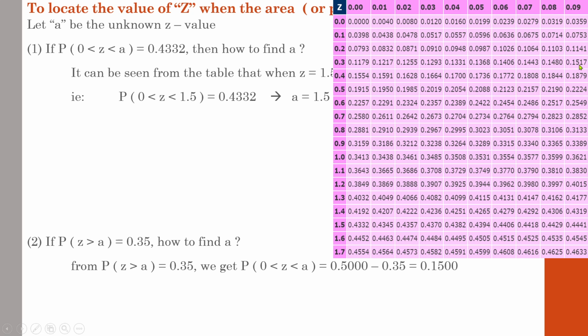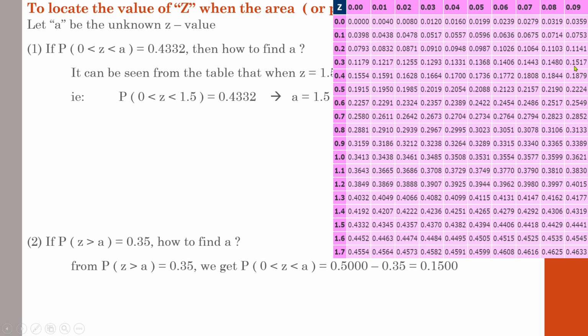See, if you go through the table, you can see that there is no 0.15 or 0.1500, nothing like that. The only thing is that you can find two closest values. One is 0.1480 and another is 0.1517. Which number has to be selected?